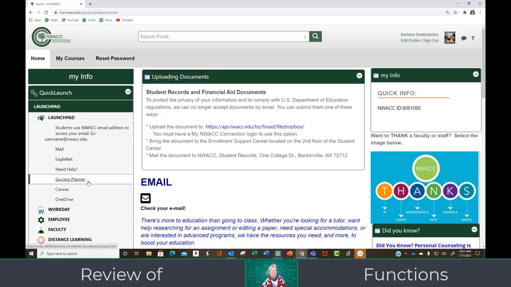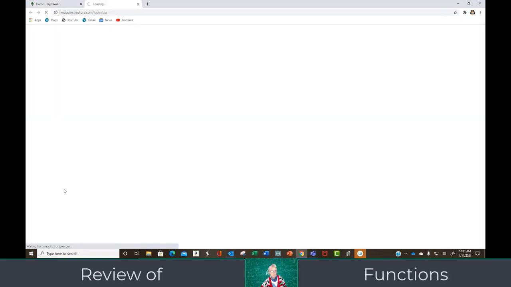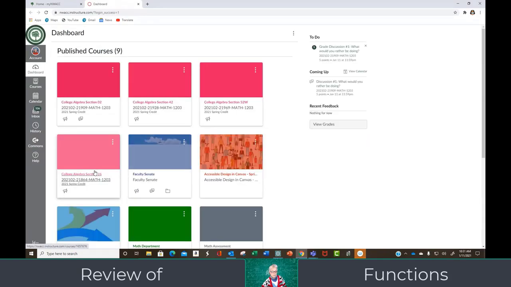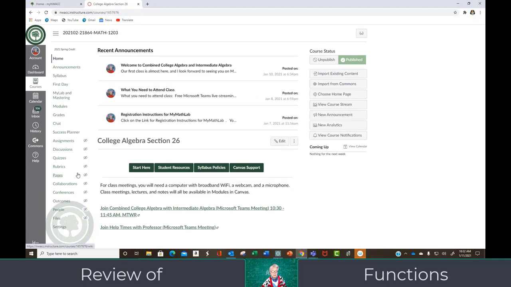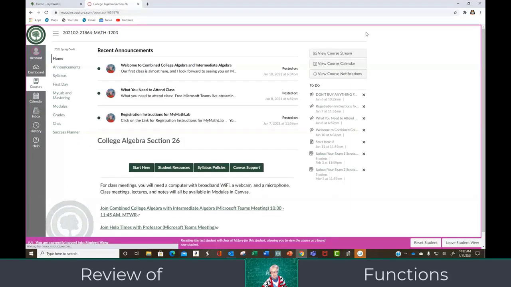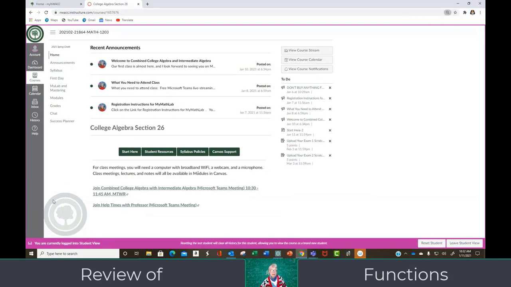Success Planner is also available in Canvas, and I'm going to Canvas right now. And I'm going to our combined class. And here's the first page you see, and that's probably what you see when you go there, including the links. Let me make this a little smaller so you can see more.